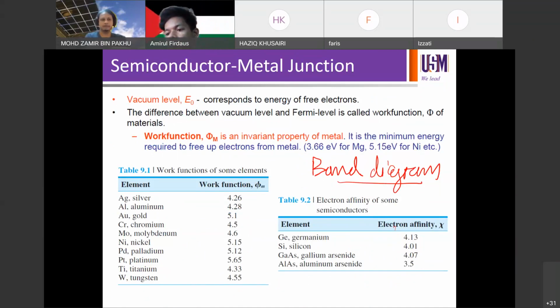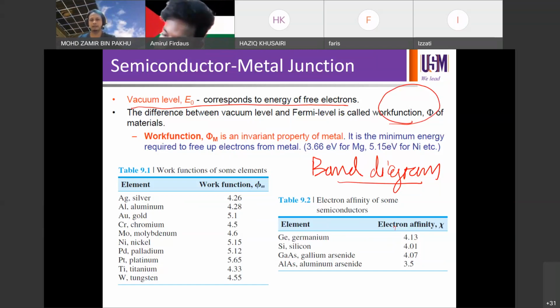We're going to use the vacuum level E0 as our reference, the top level, the energy of the free electrons. The difference between the vacuum level and the Fermi level, we're going to draw in the next class. The gap between the vacuum level E0 and the Fermi level is called the work function, the minimum energy required to remove a valence electron of the material to be free, to be excited.